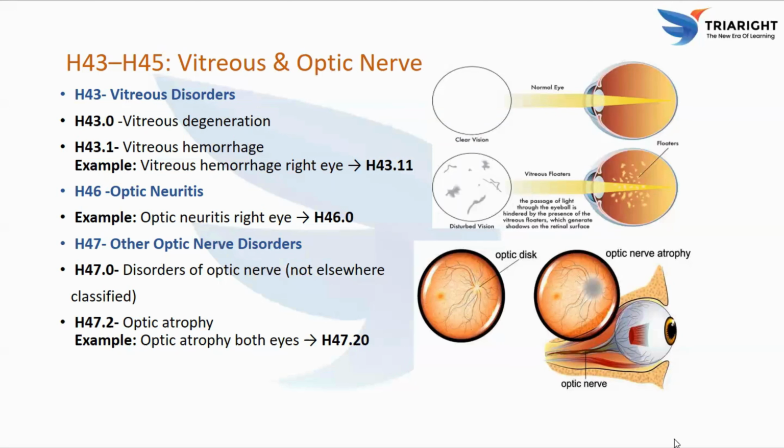So here you can clearly see the picture of the optic nerve atrophy and the optic disc. The nerve fibers shrink and it leads to permanent damage of the optic nerve fibers. So whenever optic atrophy is diagnosed in the record, you have to assign the code H47.2. If both eyes, you have to assign H47.20. If it is the right eye, H47.21. And if it is the left eye, H47.22.